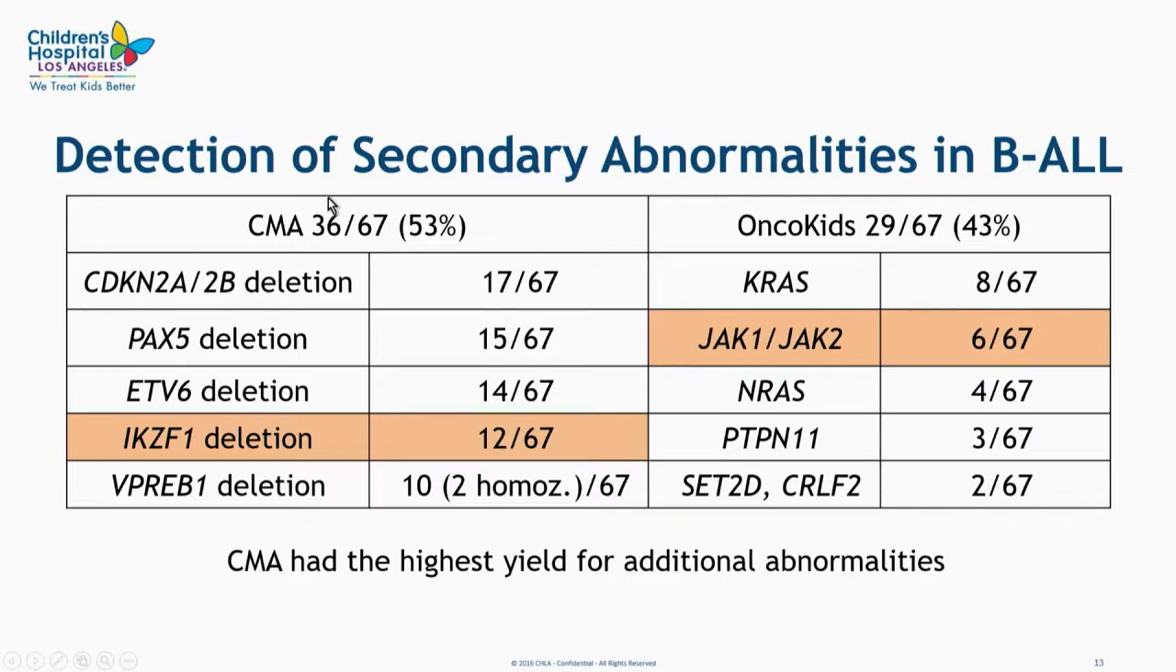For example, CMA was very effective in detecting small focal fusions that in B-ALL are very common, and they target genes that are specifically associated with B-ALL development. And some of those, as we know, are significant prognostically, like Ikaros deletions. And then OncoKids was effective in detecting DNA sequence changes.